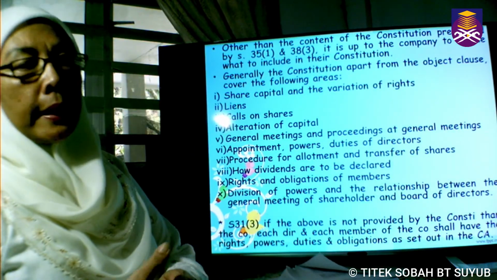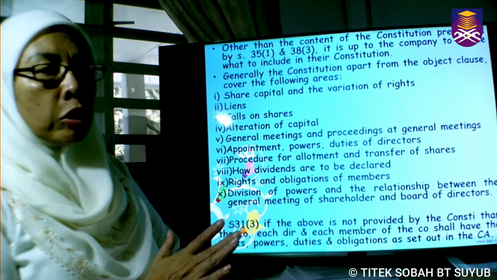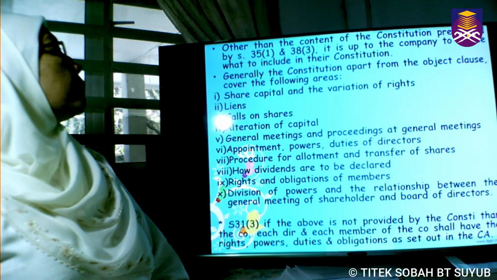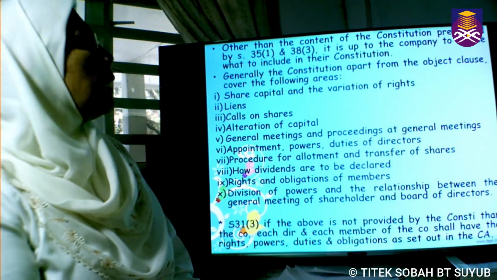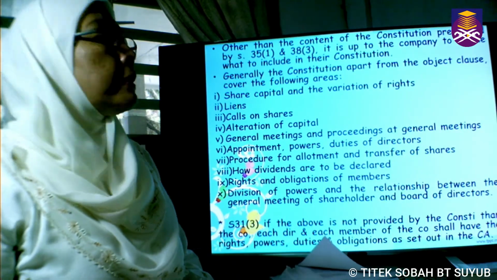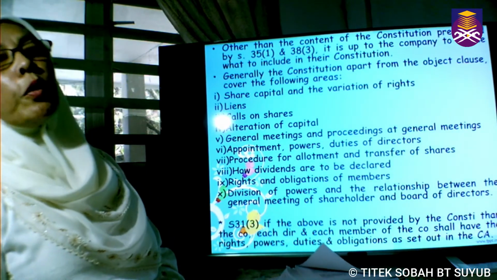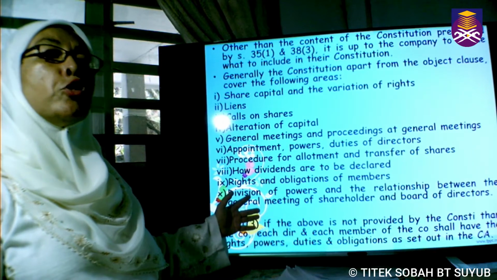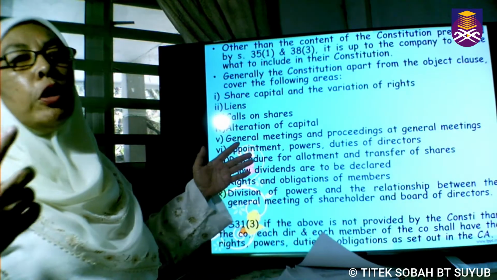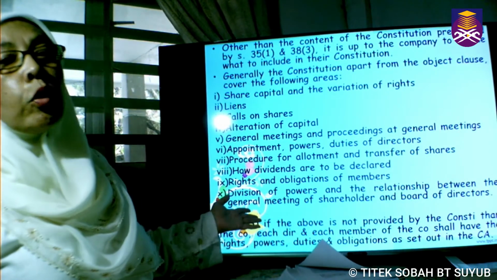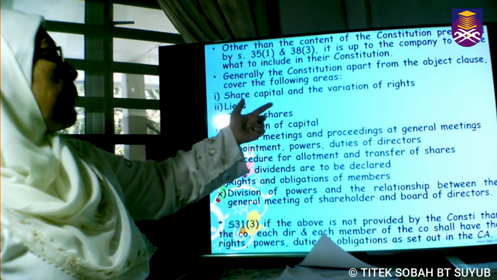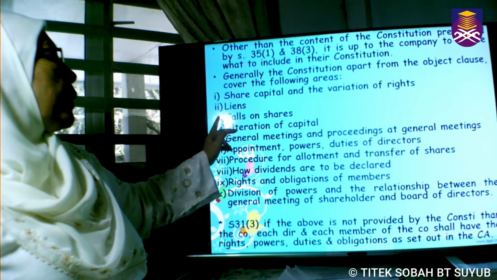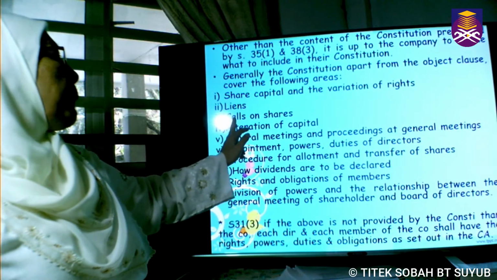So apart from what is laid down by the Companies Act, the company can decide what to include in the Constitution. Okay? So generally, apart from the object clause, which I discussed with you earlier, the Constitution will cover all this. Before this, all this is inside the articles of association. Now, I said they have only one document. So all this will be inside the Constitution. What is this? The share capital and the variation of rights, liens, calls on shares. Ni orang tak bayar lagi kan? Macam mana nak panggil dia untuk bayar?